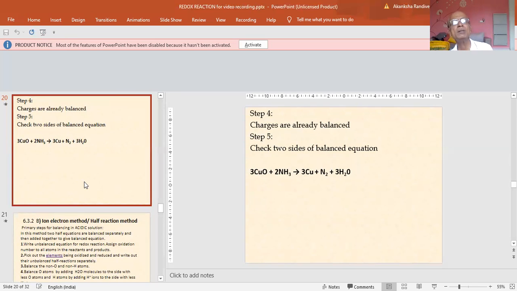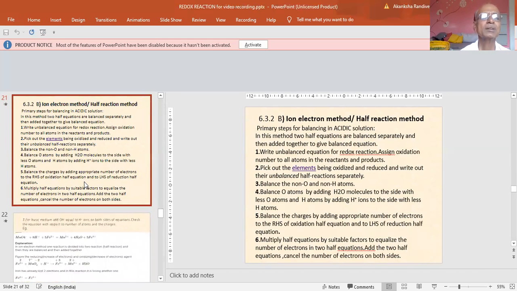So by this method the redox equation is balanced. This method is known as oxidation number method. Now the second method is ion electron method, or this method is also called as half reaction method.